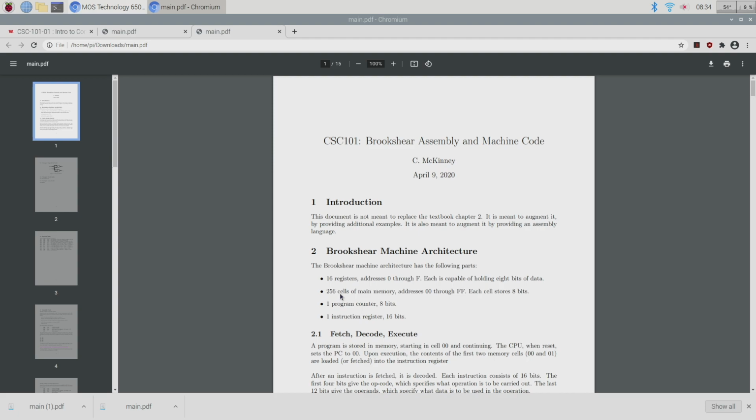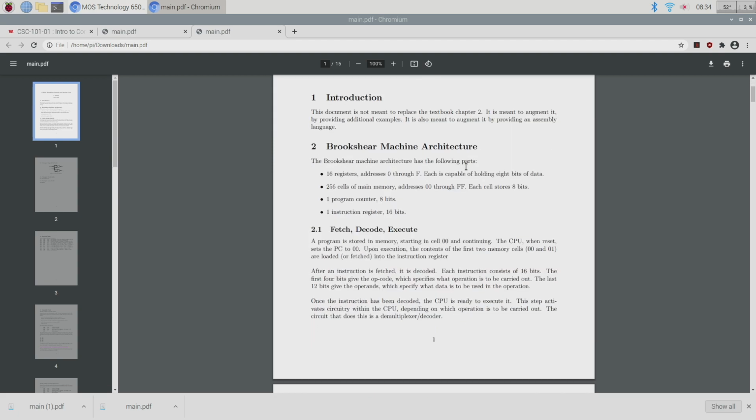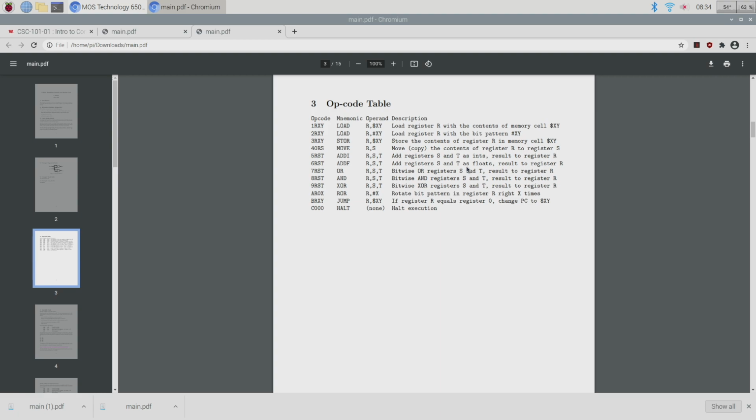Okay, so this will hopefully be faster because it's loading it off the machine instead of the web. Oh, much better.